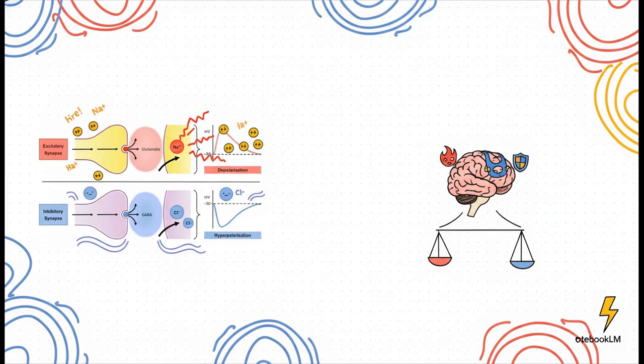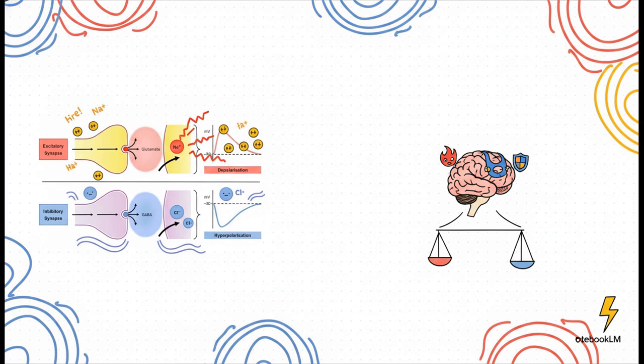On one side, you have excitatory signals that are screaming, "Go, fire." The main player here is a neurotransmitter called glutamate. When it's released, it lets positive sodium ions rush into the next neuron, pushing it closer to firing. We call that depolarization. On the other side of the rope, you have inhibitory signals saying, "Whoa, hold on."